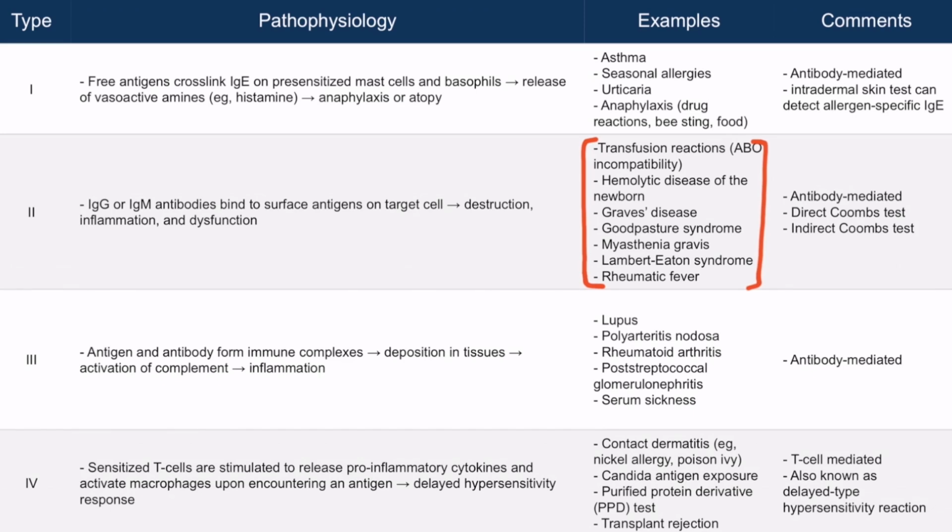Similar to type 1 hypersensitivity reactions, type 2 hypersensitivity reactions are also antibody-mediated reactions. Notably, direct and indirect Coombs tests are often used by clinicians to detect the presence of antibodies that can target and destroy red blood cells via a type 2 hypersensitivity reaction. Students are expected to be able to interpret the results of Coombs testing for the USMLE Step 2. So let's discuss these tests in more detail.